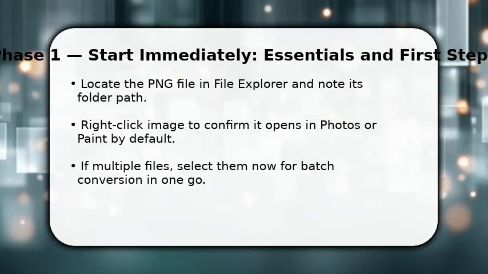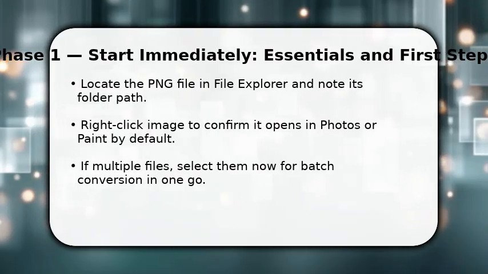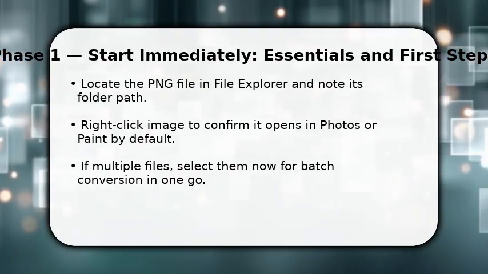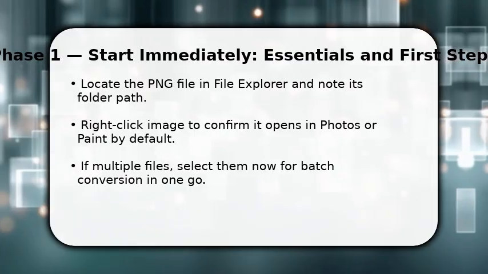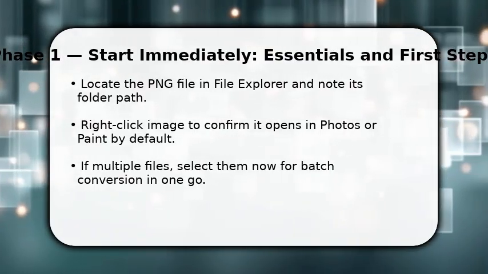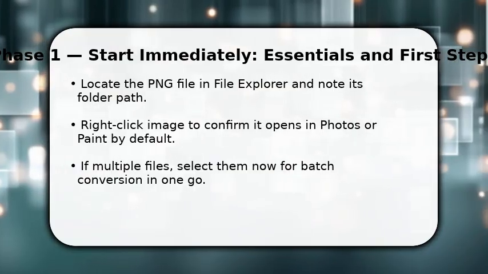You start by finding the PNG you want to convert. Open File Explorer and navigate directly to the folder. Once located, right-click the image and choose Open with Paint or Photos. Use Paint for precise control.